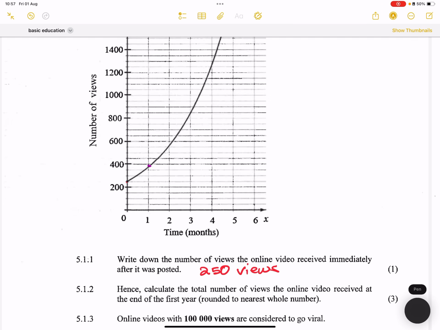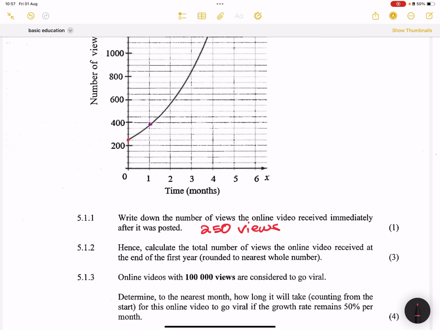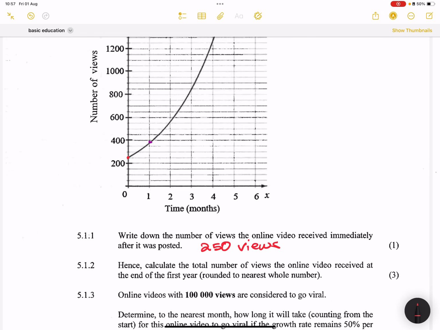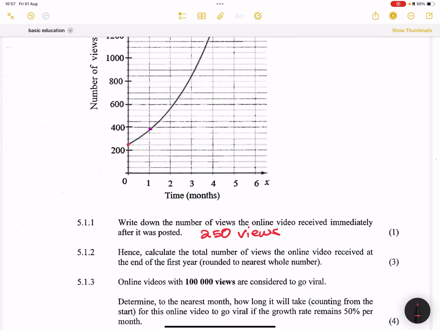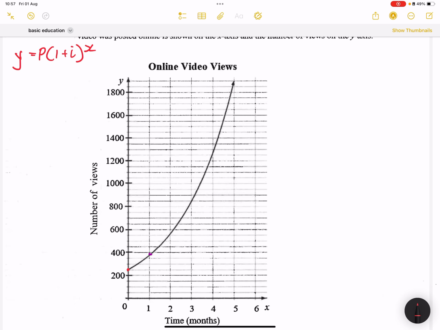Right, so they say, hence, calculate the total number of views the online video received at the end of the first year, rounded to the nearest whole number. So we are looking at the 12-month period, so that's an entire year. This is called extrapolation because that value is not in the graph. But what's the first number that we've got? Our principal number is going to be 250.